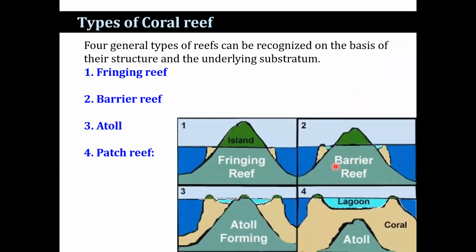Now, what are the different types of corals? Generally, four types of corals can be recognized on the basis of their structure and underlying substratum: fringing reef, barrier reef, atoll reef, and another reef that is a patchy reef.